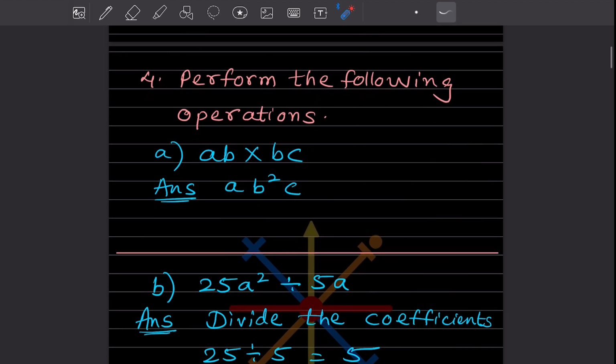Now to perform the following operations, a b into b c. A is alone, so here is alone. B into b, so you know b into b means there is 1 and 1. So 1 plus 1 becomes 2, so b square. And this is c. Okay, so a, b square, c.